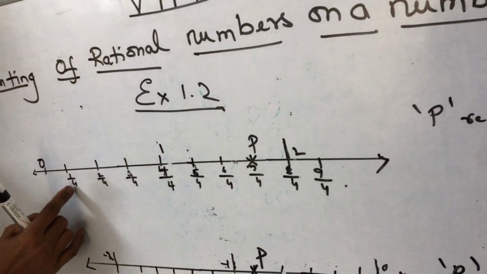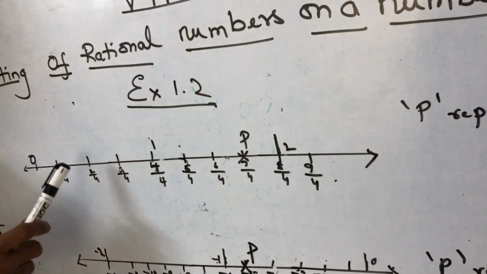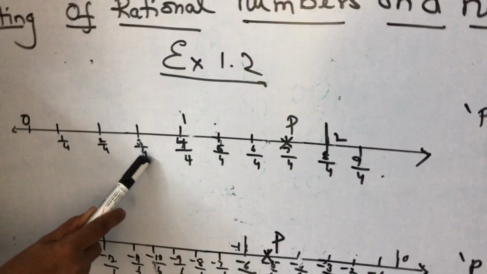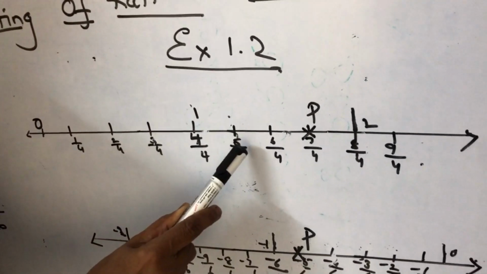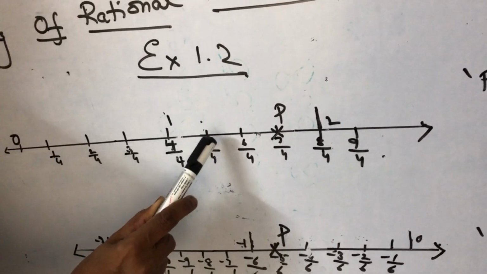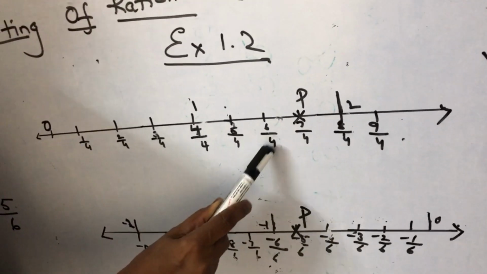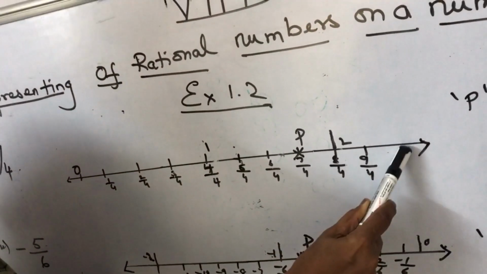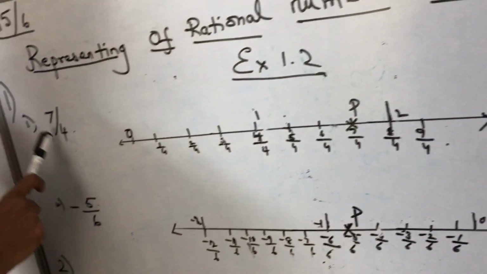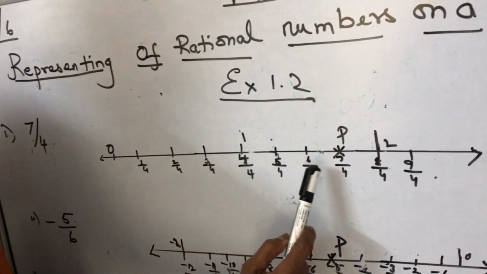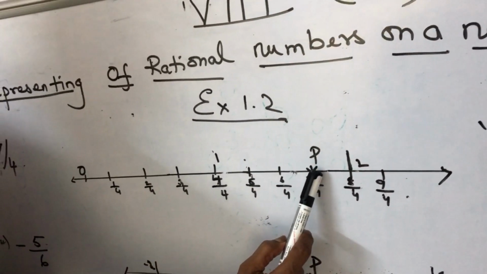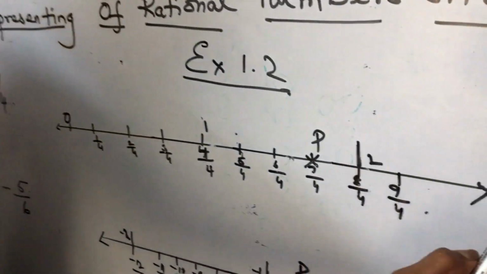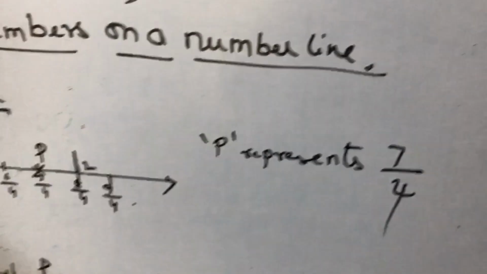The first division is 1 by 4. Second one, 2 by 4. Third one, 3 by 4. 4 by 4. 5 by 4. Go in the increasing order. 5 by 4, 6 by 4, 7 by 4, 8 by 4, 9 by 4 and so on. You want 7 by 4. Look carefully and mark the point 7 by 4 and denote it by P. P represents 7 by 4.